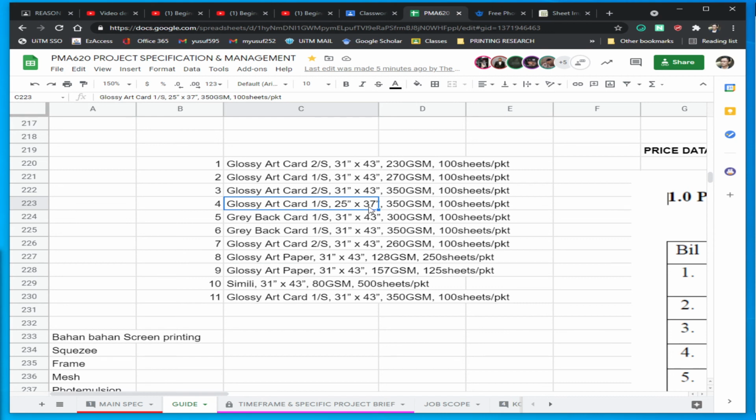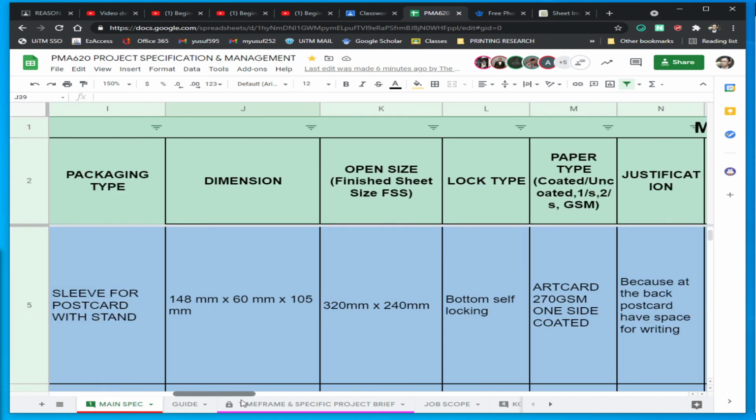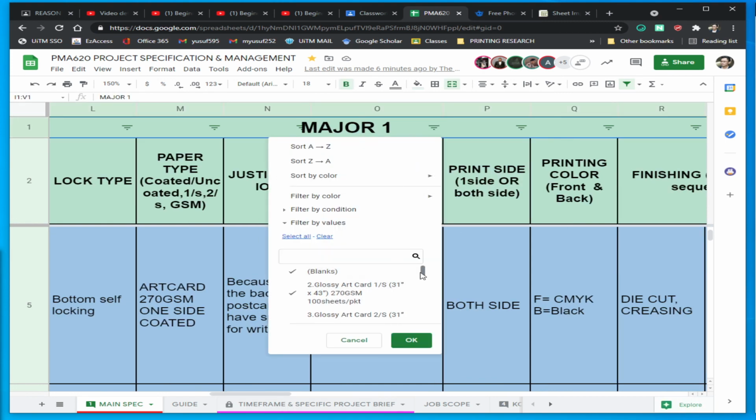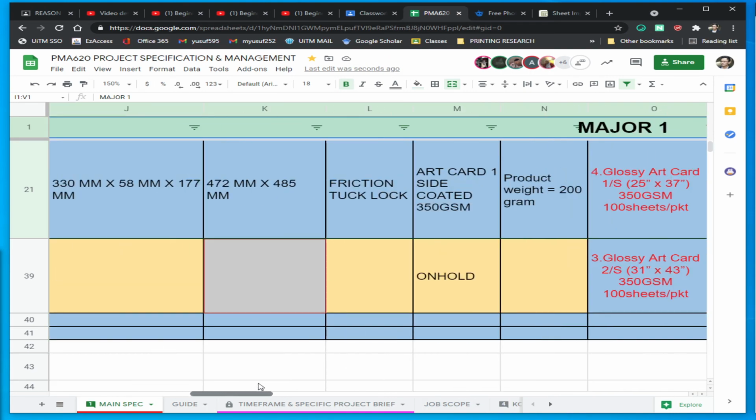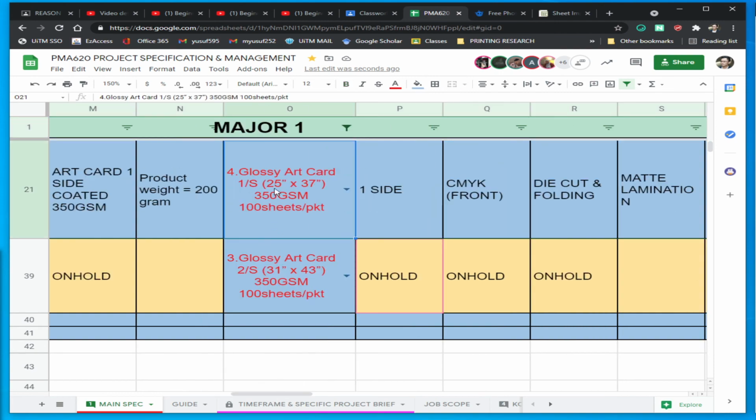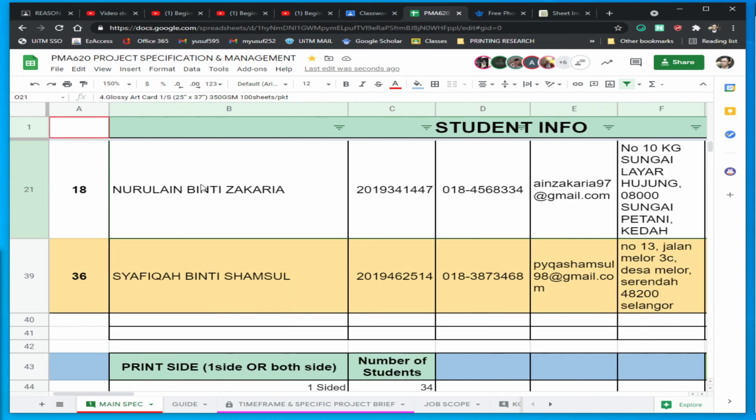25 by 37. The calculation, if it follows my flow just now, will look the same. The calculation is the same, but the number of wastage will be different. This is 3143. This is 25 by 37. I know one person using this type of paper, 25 by 37, and that is Nurul Ain. So Nurul Ain, your numbers will be different.